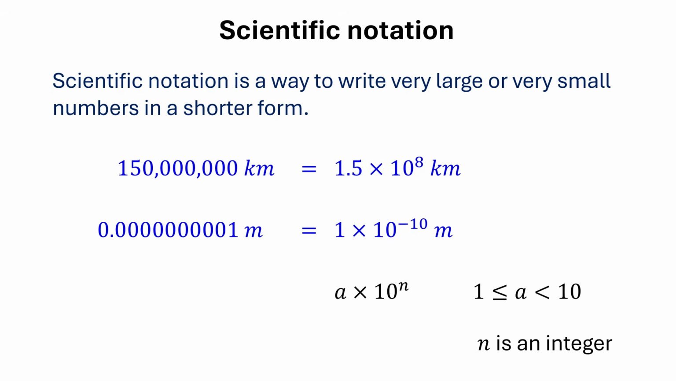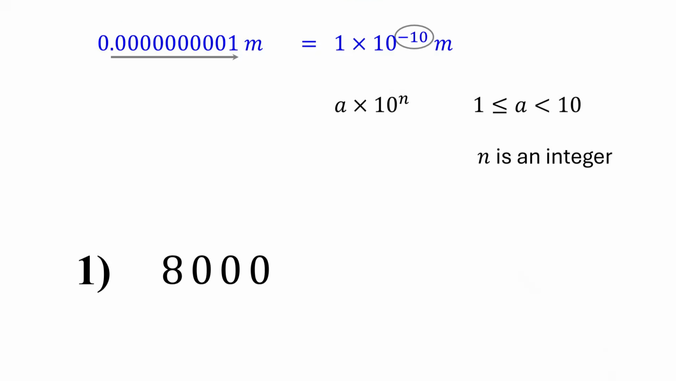Here's the key idea. When we convert a large number, we move the decimal point to the left, and the exponent is positive. When we convert a small number, we move the decimal point to the right, and the exponent is negative. Now let me show you exactly how to do that step by step.